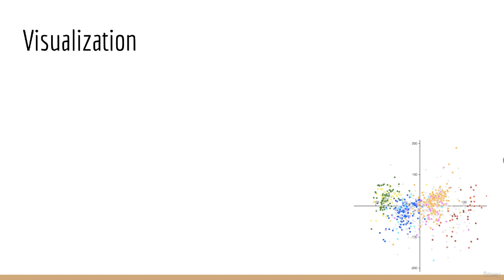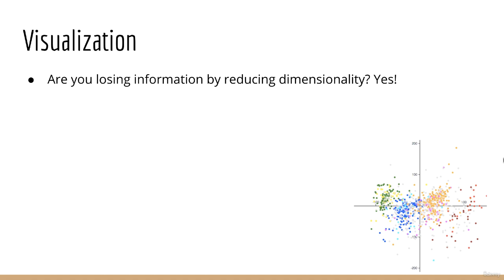The next topic of this lecture is visualization. Now this is pretty much self-explanatory after the previous topic. By reducing the number of dimensions to 2, you can make a two-dimensional scatter plot of your data. Now you might wonder whether you are losing information in the process of reducing your data dimensionality. The answer is yes. But the important question to ask is, how much are you losing?